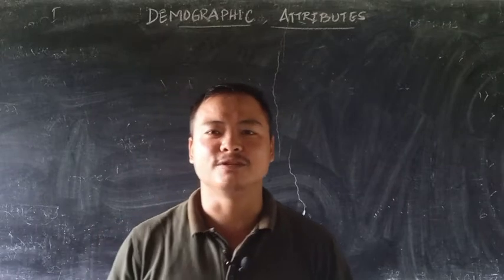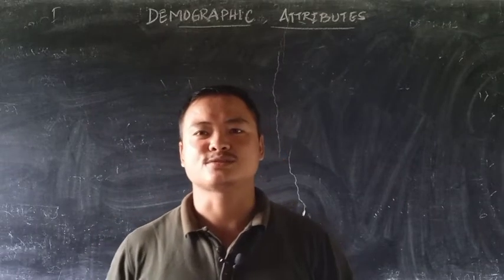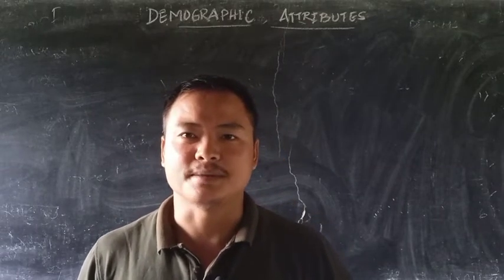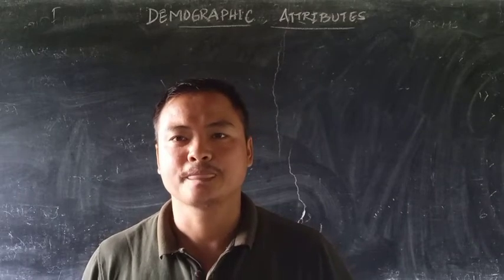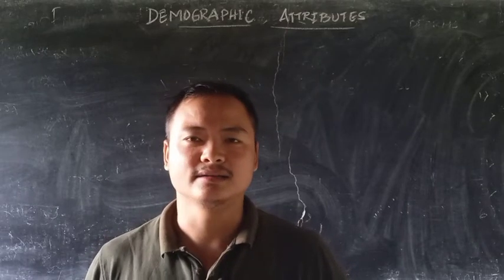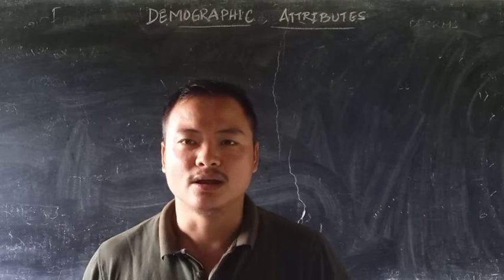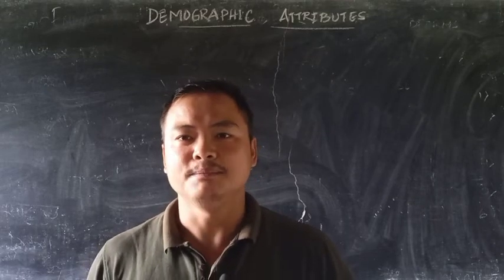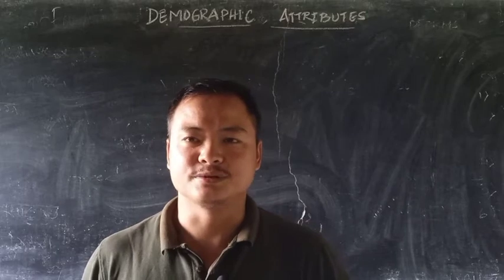Today in this class we will be discussing the last topics of the chapter Demographic Attributes. The topics to be discussed today are the working population, occupation and implication of demographic attributes for development.